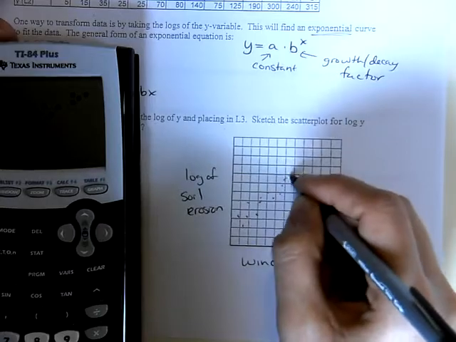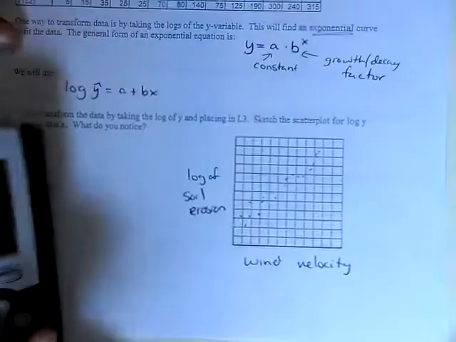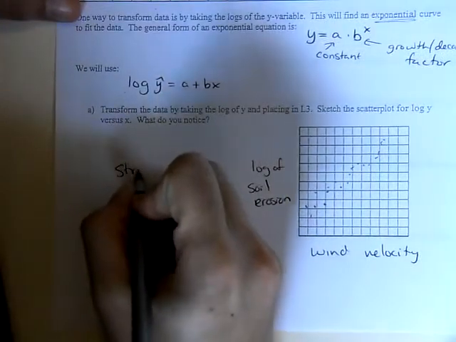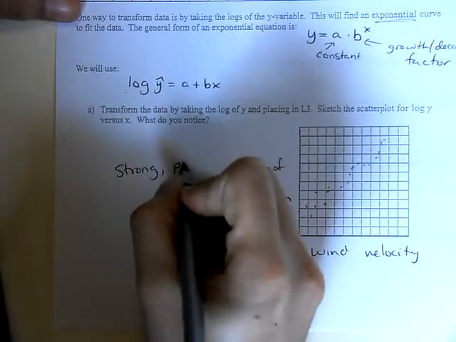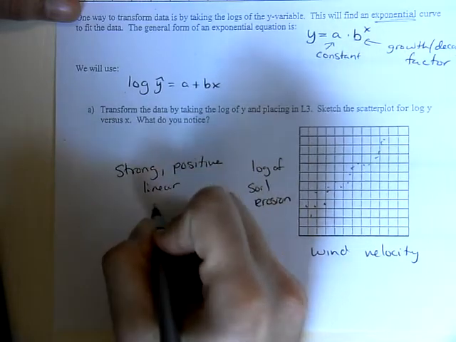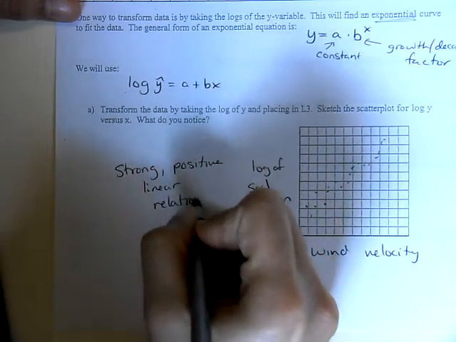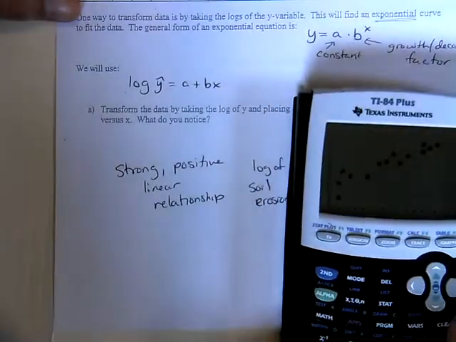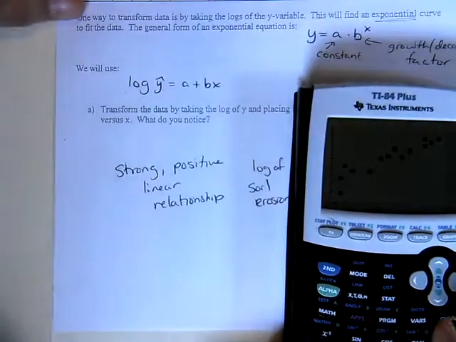So if I look now, it sort of looks linear. Just sketch it like that. So it looks like a strong, positive, linear relationship, without actually doing any calculations. This is just based on the scatter plot.